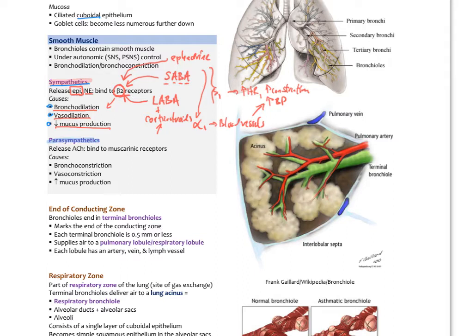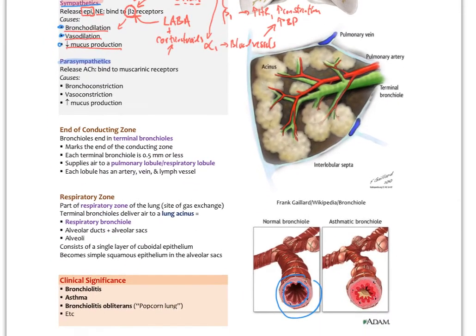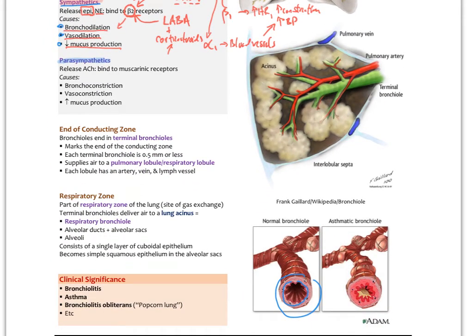Now, the conducting zone really ends in the terminal bronchioles, and that marks the beginning of the respiratory zone. Each terminal bronchiole is about 0.5 millimeter or less in diameter, and it supplies air to what's called a pulmonary lobule or respiratory lobule. So the respiratory lobule, you kind of see these little fluffy white things. That's the respiratory lobule, and that's where gas exchange is essentially happening. And that's part of the respiratory zone.